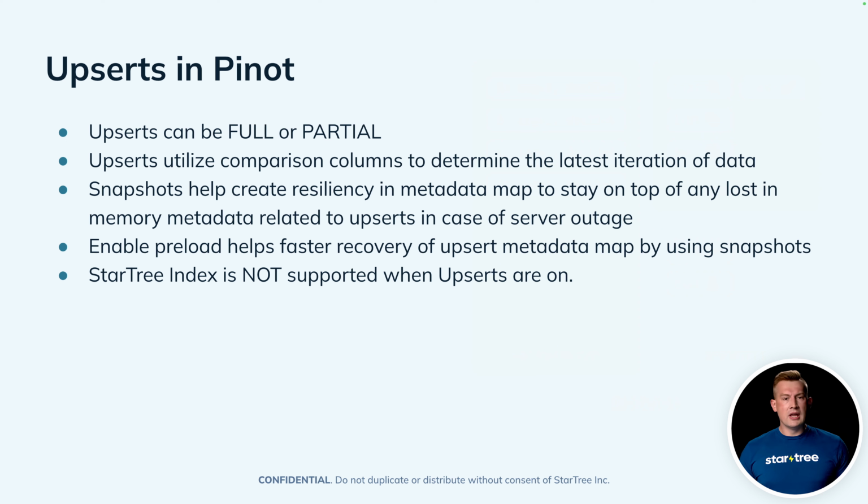Upserts in Apache Pinot can be full or partial. Upserts utilize comparison columns to determine the latest iteration of data. Snapshots help create resiliency in the metadata map, to stay on top of any lost in-memory metadata related to Upsert in case of server outages. Enable preload helps fast recovery of the Upsert metadata map by using snapshots. At the time of this recording, the famous StarTree index is currently not supported by Upserts, but the community is working on this.